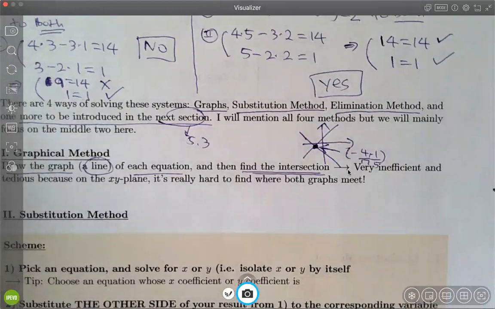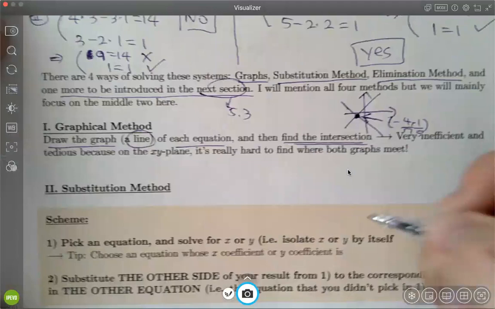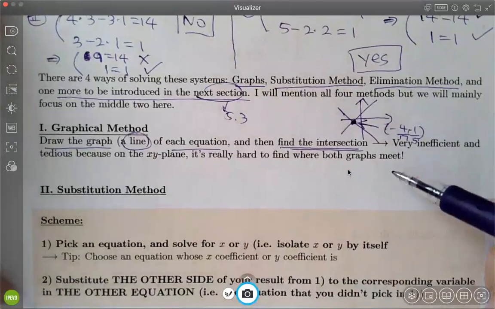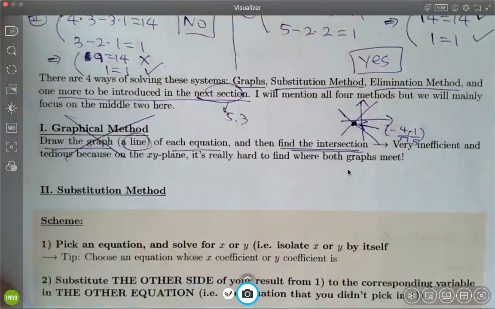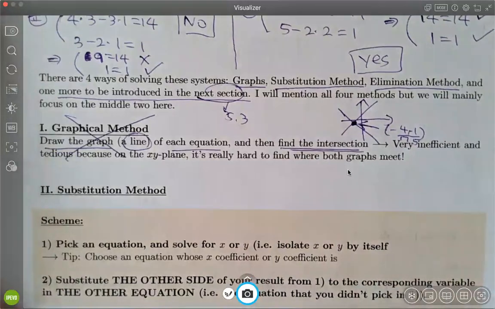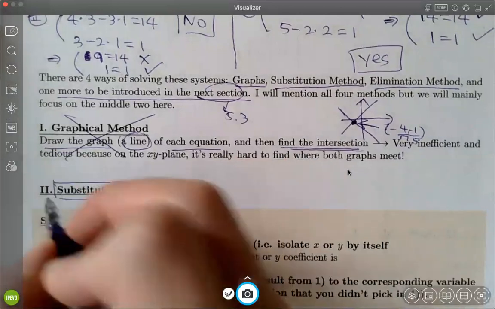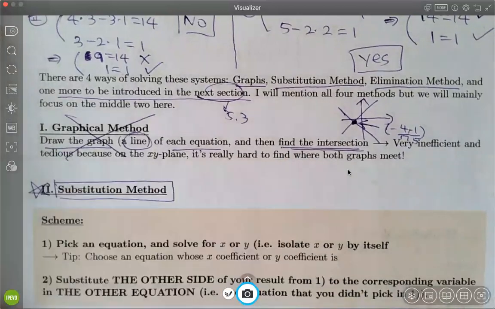So what's the point? That's what the graphical method means, but it's really inefficient. So here's the good news: you don't even have to know this graphical method. That's what it says, but you don't even have to know it. Now, the substitution method, that's something you have to know. So this one is important. The graphical method is not that important, but the substitution method is.